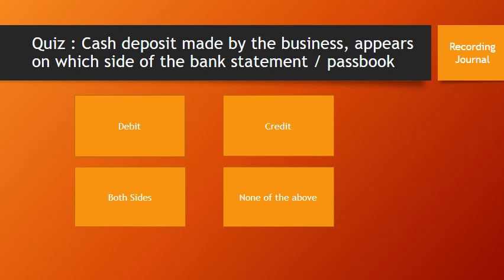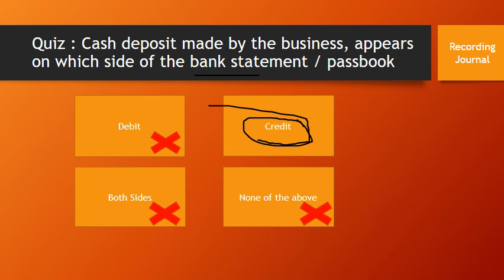Next question. Cash deposit made by the business appears on which side of the bank statement? Whenever we deposit into a bank account, we say that we are debiting the bank account. At the same time, in the bank they will credit it, because that amount they have to pay us, so we are creditors. So whenever we say the amount is credited to your bank account, that's what it means. So the right answer is credit.